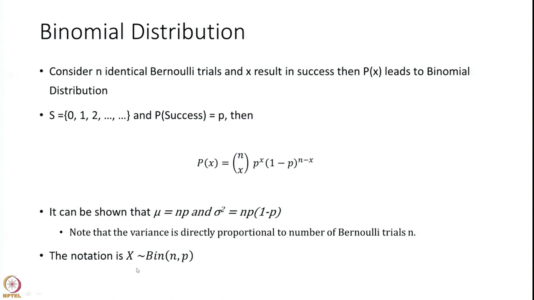The notation is when we say that random variable x follows binomial distribution with two parameters n and p. Remember, small x is the value that the random variable x takes.